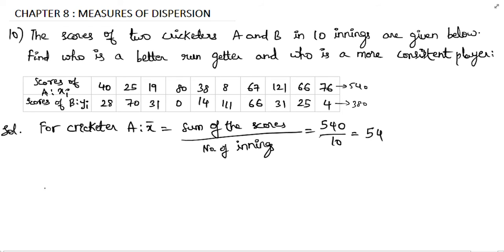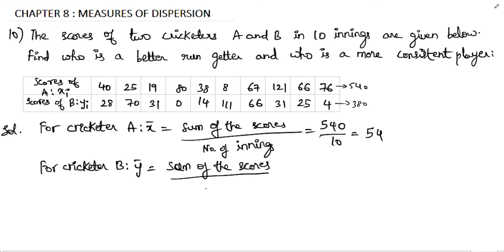And for cricketer B, y bar is equal to again sum of the scores divided by number of innings. So this is equal to 380 by 10, which is equal to 38.